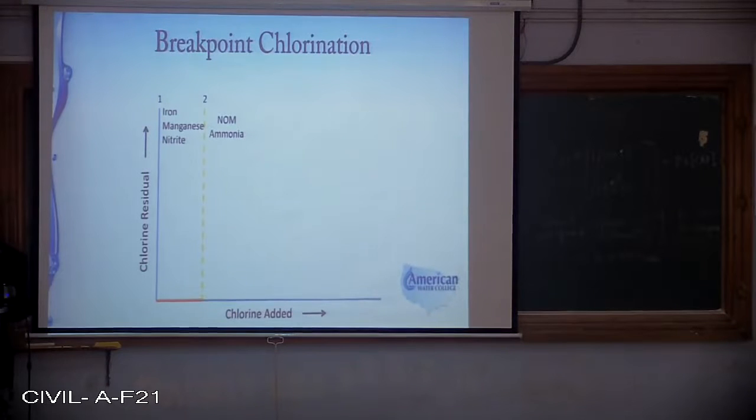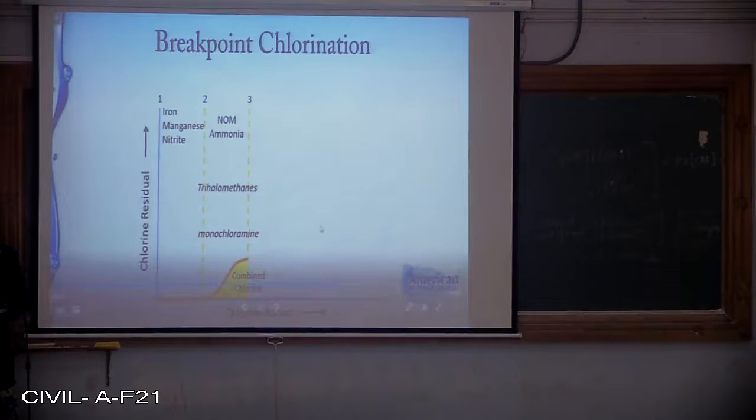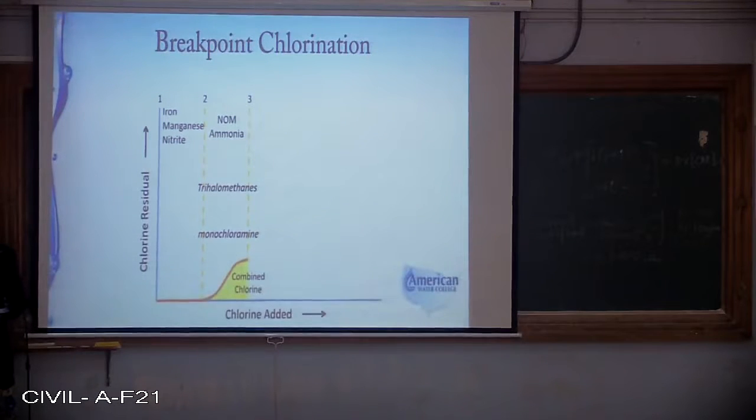Once that demand has been met and we continue adding chlorine, it's going to react with the natural organic matter and the ammonia in the water between points 2 and 3 and form that combined chlorine, which is for the most part monochloramine. Also, between points 2 and 3, this is where trihalomethanes are formed due to the reaction between chlorine and the natural organic matter in the water. And at this peak, we have a chlorine to ammonia-nitrogen ratio of 5 to 1.